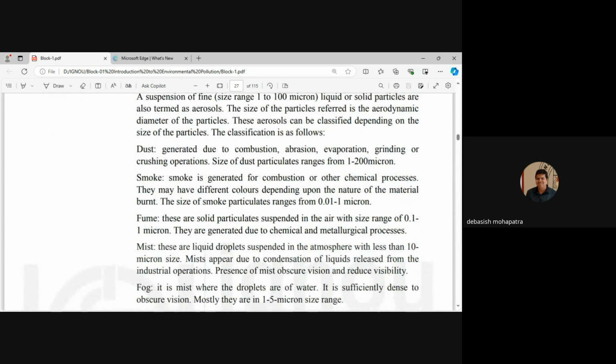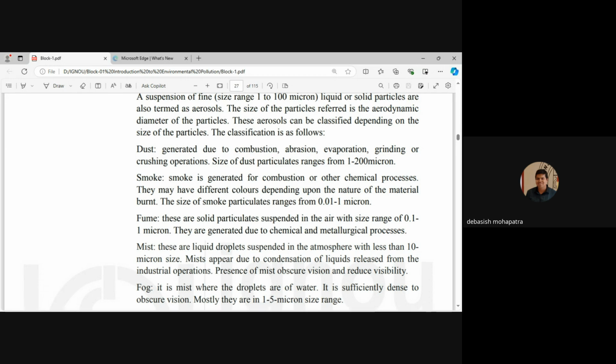Then smoke. Smoke is generated from combustion or other chemical processes. It may be of different colors depending upon the nature of the material burnt. The size of smoke particles ranges from 0.01 to 1 micron. Then fume. These are solid particles suspended in air in the size range of 0.1 to 1 micron. They are generated due to chemical and metallurgical processes.